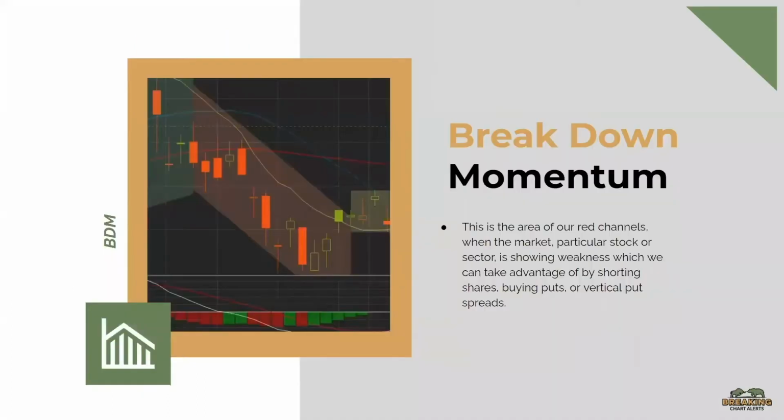In breakdown momentum, you see this as the red cycle, the red channel here, and that's what we initiate as BDM. This is the area of our red channels. When the market or a particular stock or sector is showing weakness, we can take advantage of it by shorting shares, buying puts, or buying vertical put spreads.